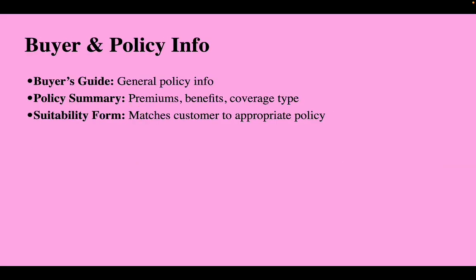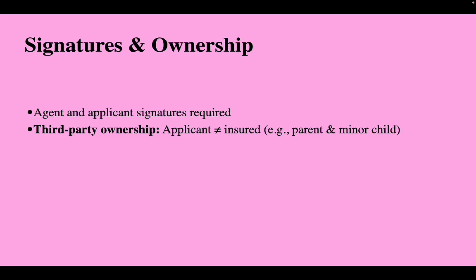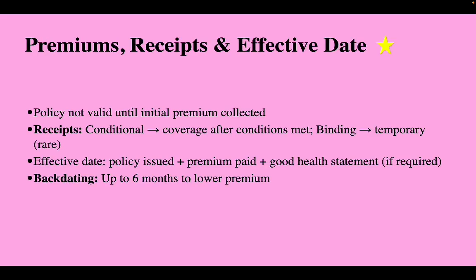Agents also provide the buyer's guide, policy summary, and suitability forms to help match customers with appropriate policies. Both agent and applicant signatures are required, and third-party ownership must be documented. Premiums, receipts, and effective date. Policies are not valid until the initial premium is collected. Conditional receipts provide coverage only after conditions are met, while binding receipts, which are rare, offer temporary coverage.